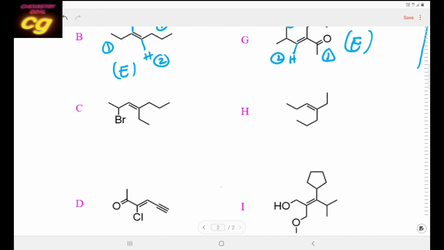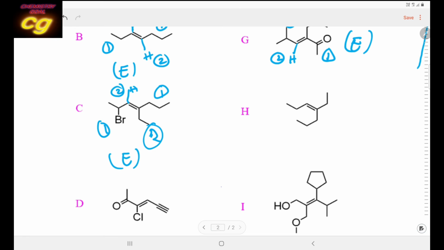We can see the next example, very easy also. It is also H, hydrogen attached. Here if you see, this will be 1 because it is the larger group, this will be 2, this will be 2, and this is hydrogen and this is attached to carbon, it will be 1 and it will be 2. So 1 1 2 2 opposites, that is E.